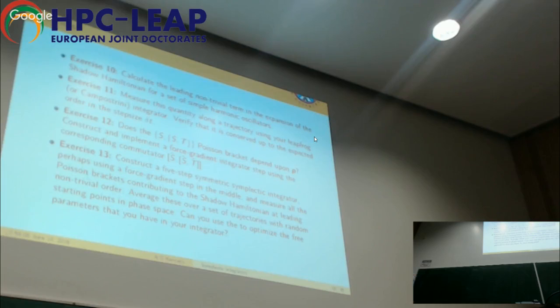You want to use the existence of a conserved shadow Hamiltonian to construct the best set of parameters in your integrator to minimize the cost. Okay, so that requires a bit more thought. Okay, and that's the end.